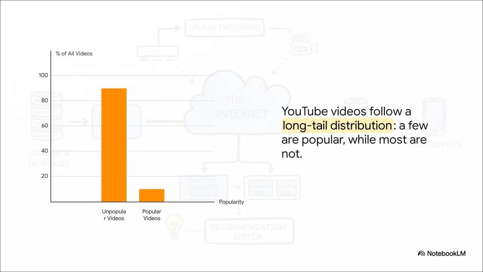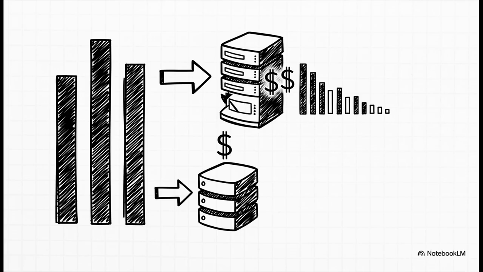To understand their biggest cost-saving move, you have to understand this chart. It shows what's known as a long-tail distribution. What it means is that a very small number of videos, maybe 10%, get the huge majority of all the views. Meanwhile, the other 90%, this long tail, are millions and millions of videos that are rarely, if ever, watched. That pattern is everything. Because YouTube knows this pattern exists, they can make a genius optimization.